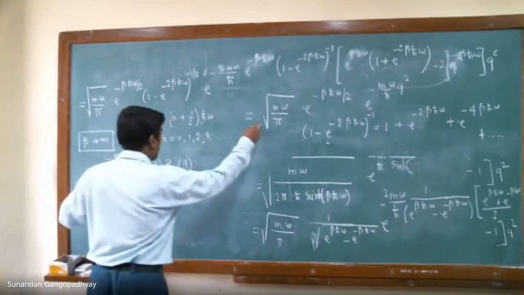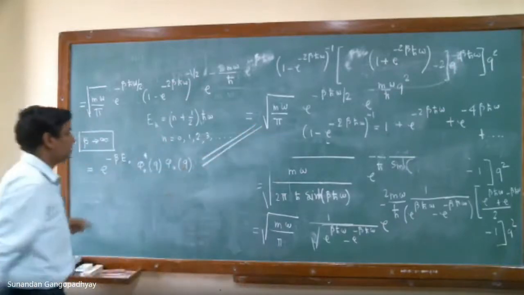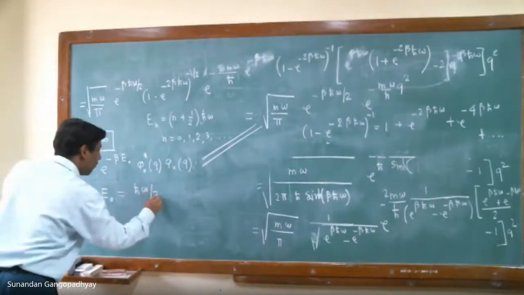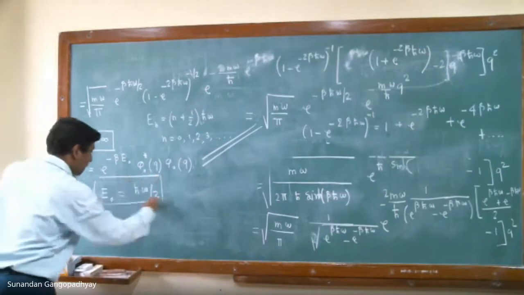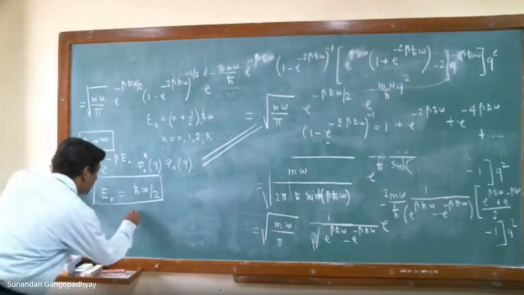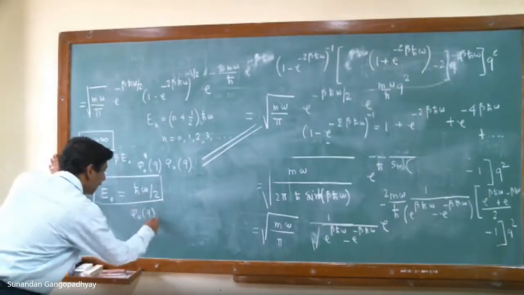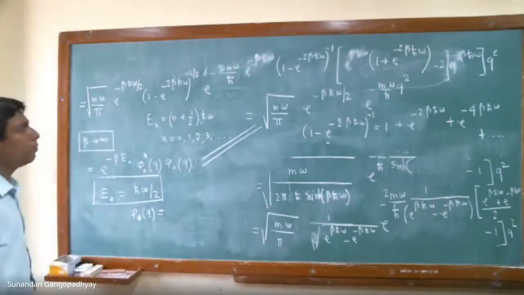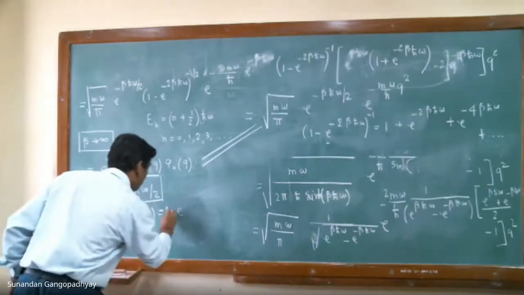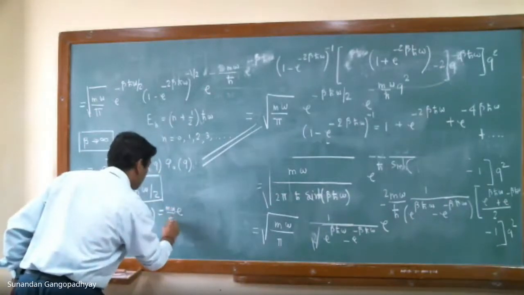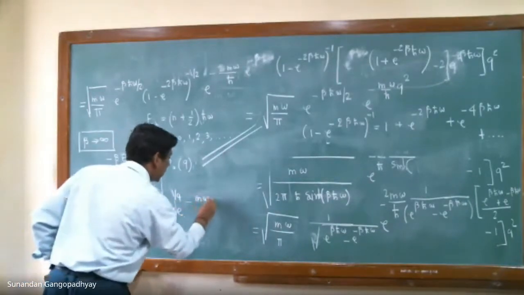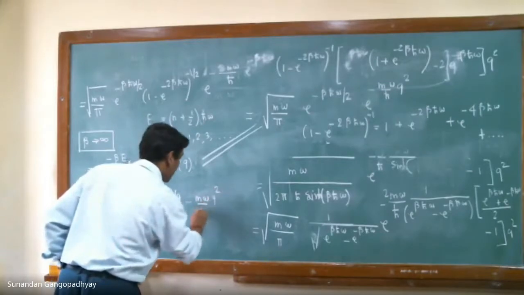If you compare this expression with this, then E0 is h bar omega by 2. So this is the ground state energy. And from here you will get phi 0 of q, which will be (m omega by pi) to the power of 1/4 e to the power of minus m omega q square.